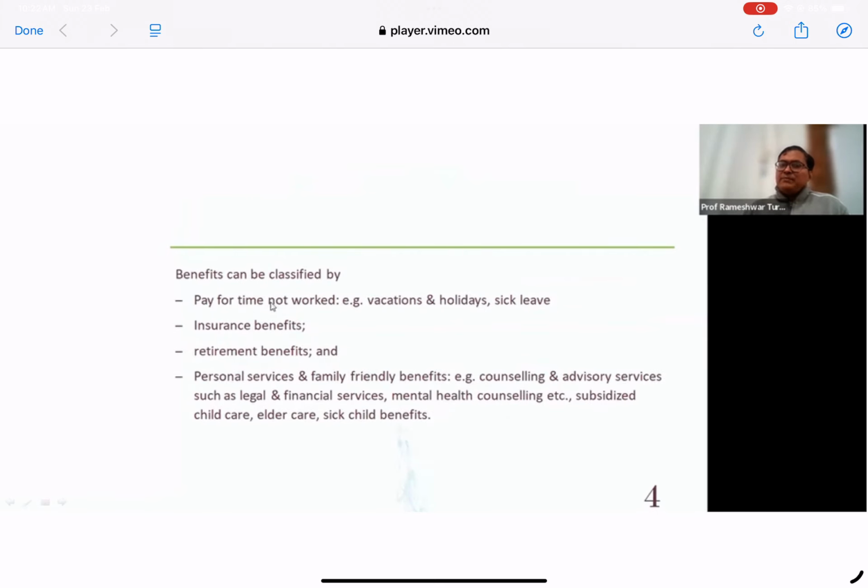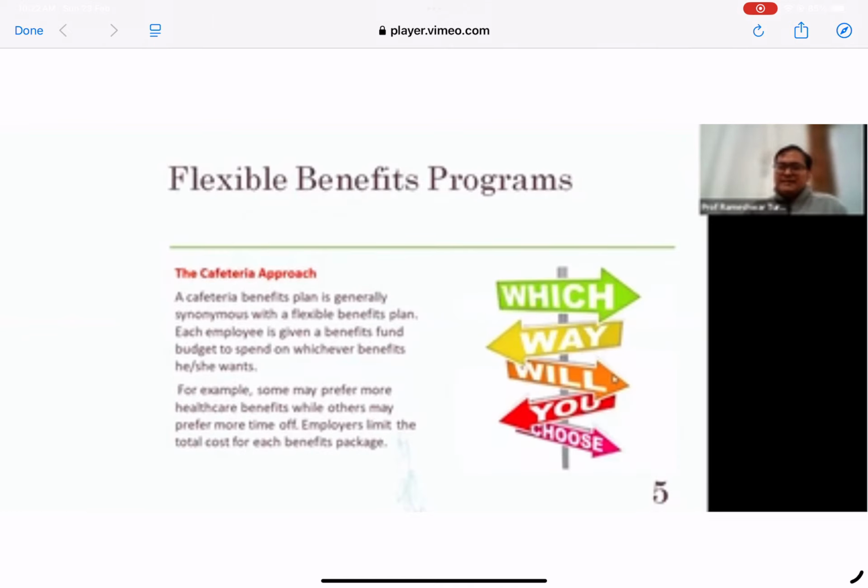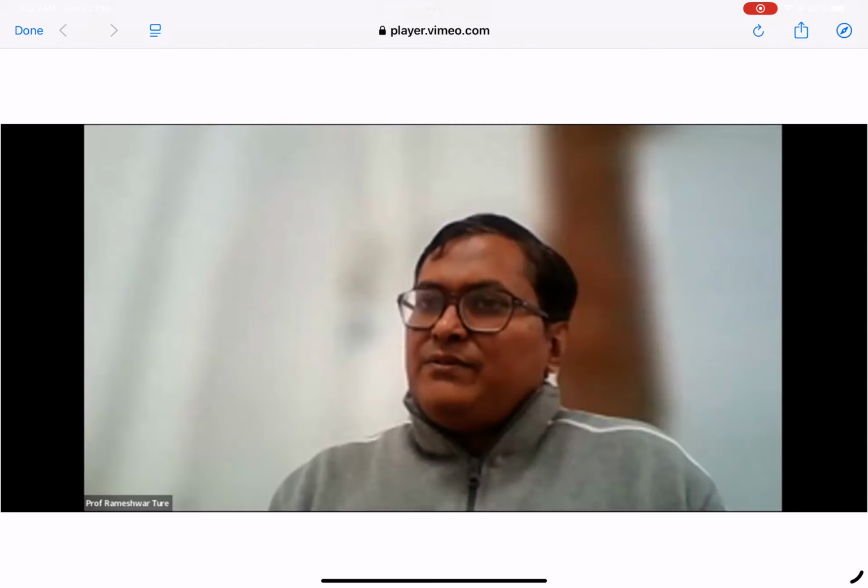Benefits can be classified as pay for time not worked, for example, vacation, holidays, sick leaves, and so forth. Insurance benefits, retirement benefits, personal service, family-friendly benefits, counseling, advisory services, IIT JEE coaching classes, and so forth. All these things. You might be aware of the cafeteria approach. Are you aware of the cafeteria approach of benefits?